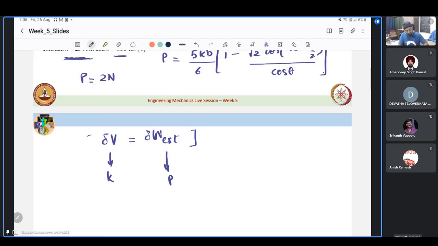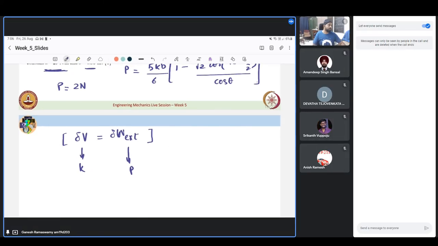So I encourage everyone to try this out from energy principles. You will get the same answer as we have solved, but just to get the hang that we can approach this problem from different perspectives. So if there are any questions at this juncture, I'd be happy to answer them.